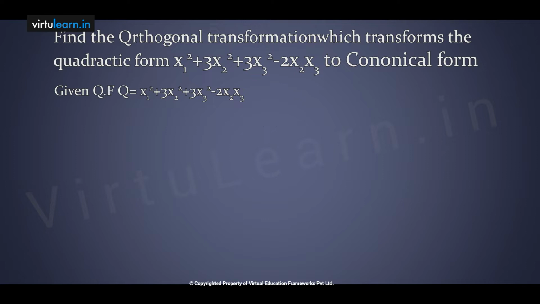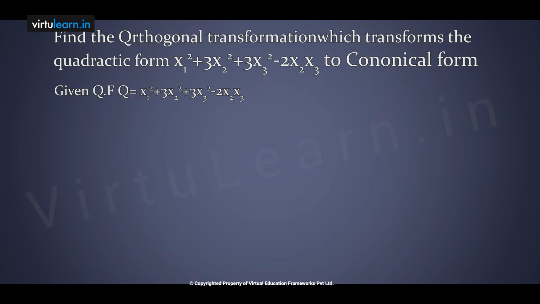Now observe, as I already explained the quadratic form logic, the square terms you write in place of the principal diagonal. The coefficient of x1 square is 1, the coefficient of x2 square is 3, and the coefficient of x3 square is 3. In place of the principal diagonal, I am writing 1, 3, 3. The term 2x2 x3 is available, which means x1 x2 is not available and x1 x3 is also not available.